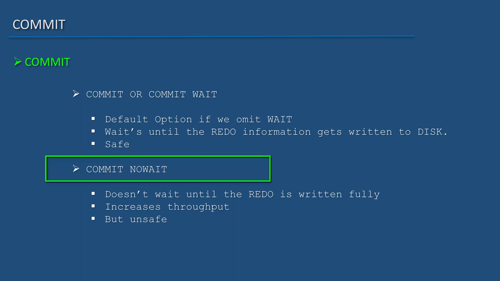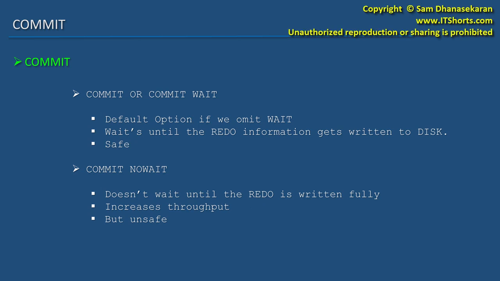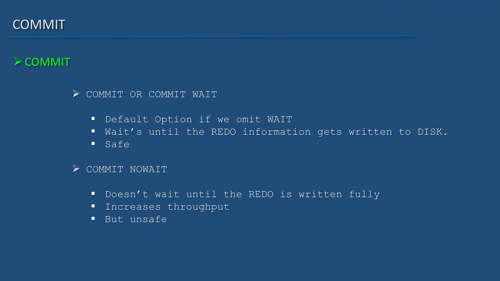Use commit no wait if your system is non-critical and an increase in transaction throughput is important to you. Here, the control doesn't wait until all the redo information is written to the disk. So you get the control back quickly and move on to your next transaction immediately, thereby increasing your transaction throughput.